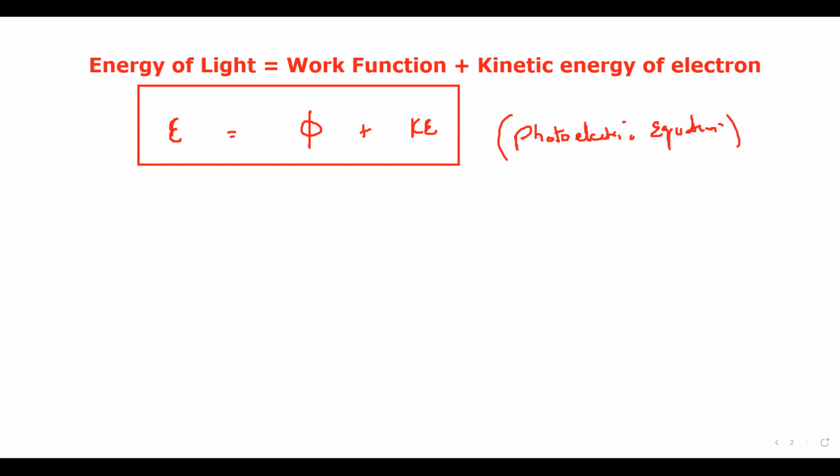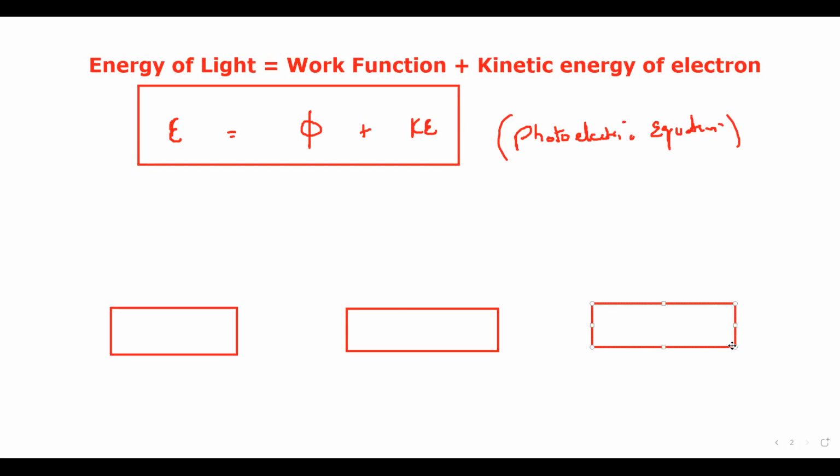So if I say we have three separate samples of the metal, identical metal but three different samples, and we make light incident on them.